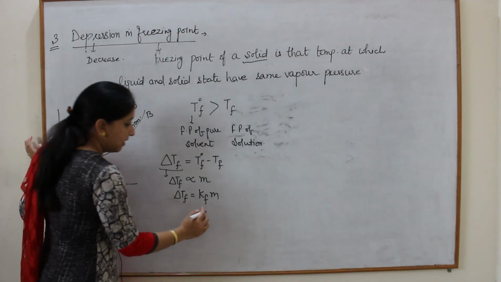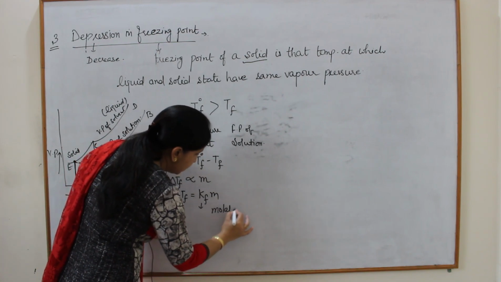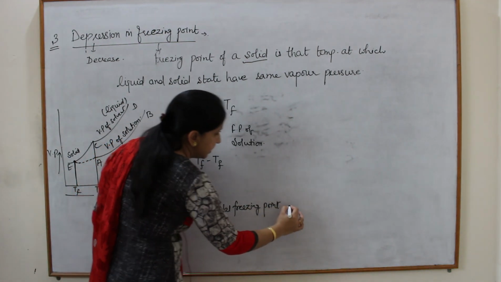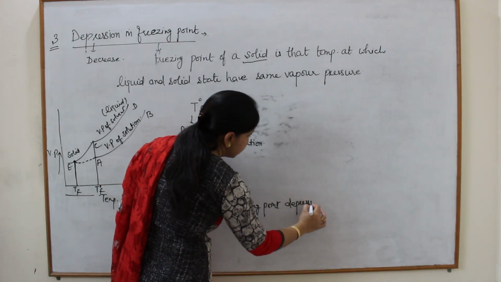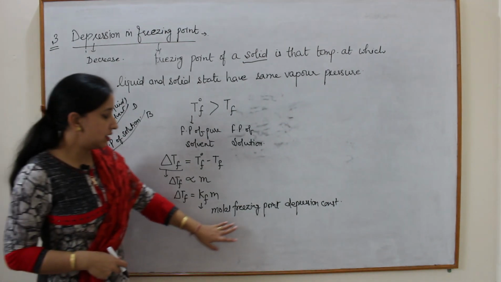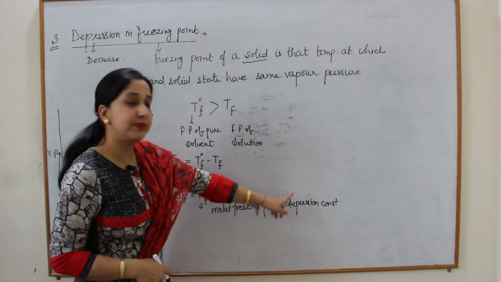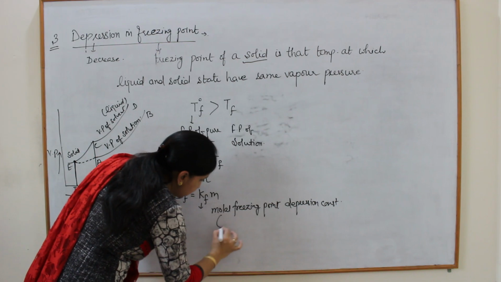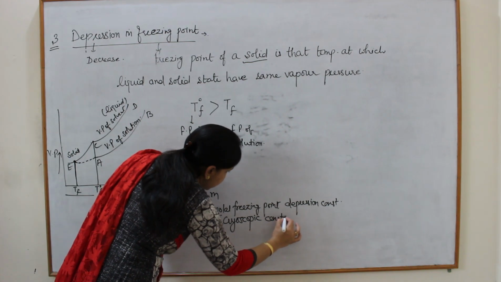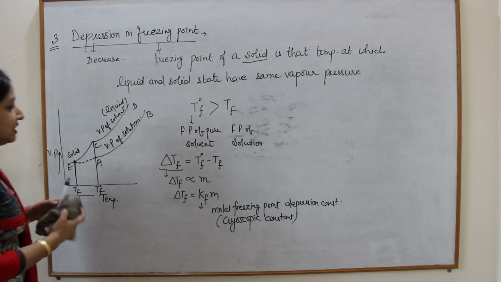So what is this KF? This is a constant. Which constant? Molar freezing point depression constant. In case of boiling point it was molar boiling point elevation constant, and this is molar freezing point depression constant, and its another name is cryoscopic constant. Which constant? Cryoscopic constant. So we have to define this KF.